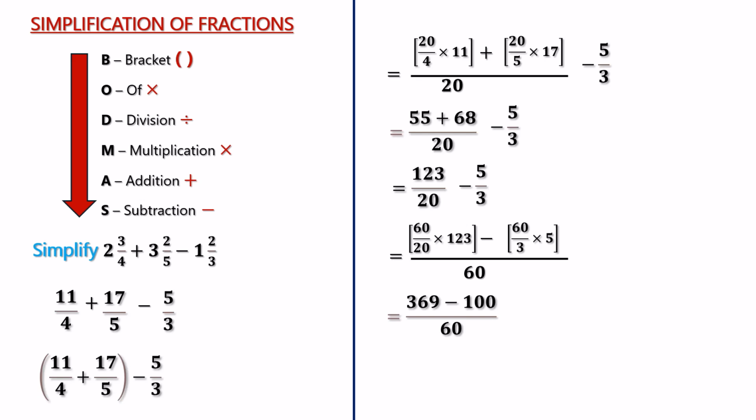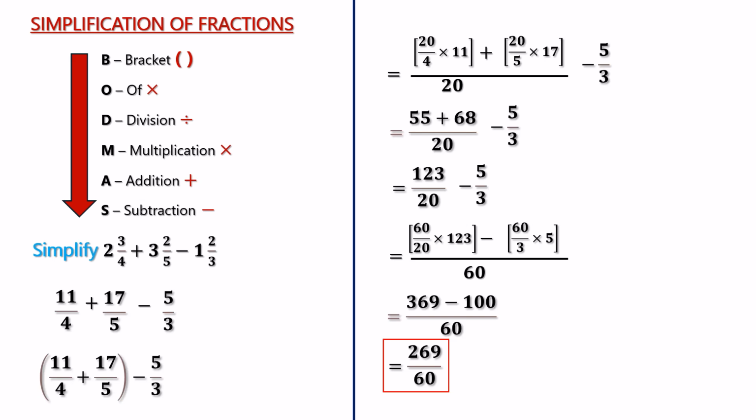Then we subtract the numbers at the numerator, which gives us the expression 269 over 60. So the simplification of 2 whole number 3 over 4 plus 3 whole number 2 over 5 minus 1 whole number 2 over 3 is 269 over 60.